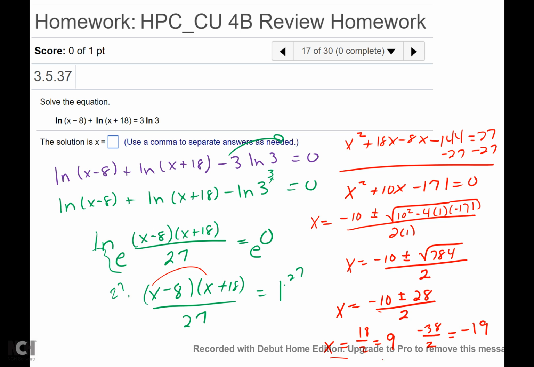However, if we keep 9 minus 8 is positive, 9 plus 18 is positive, we're good. Negative 19 minus 8 is negative. When you try natural log of a negative, you're going to get an error message. So I have to throw that one out. And my only solution that's going to work is 9.